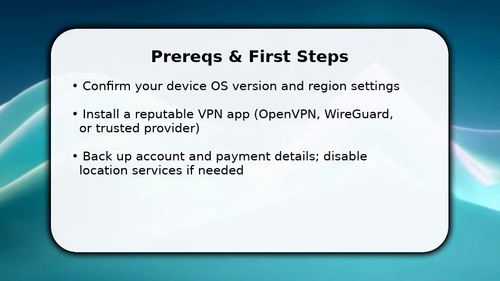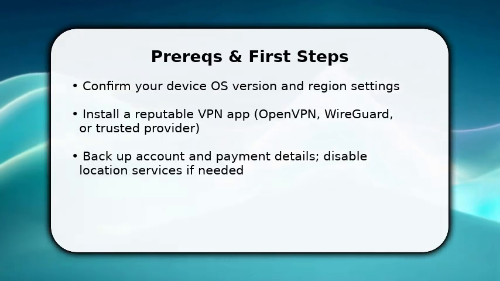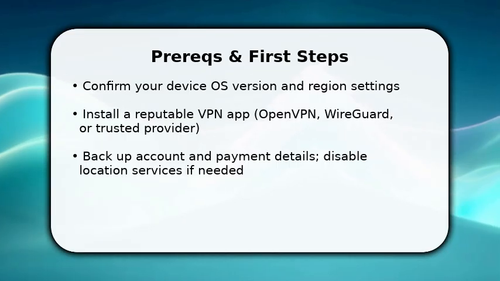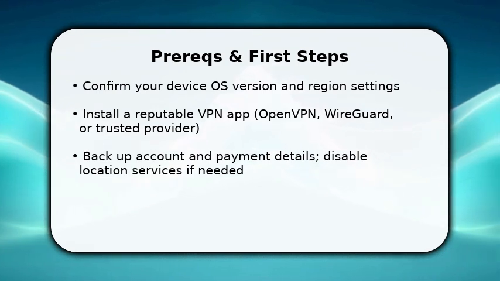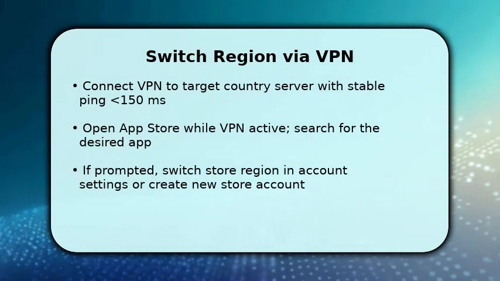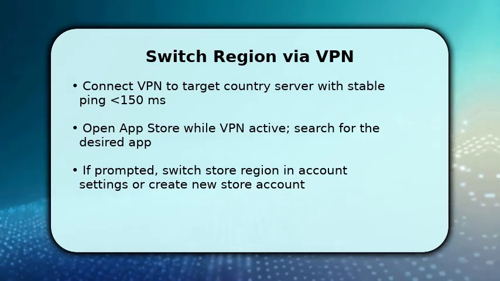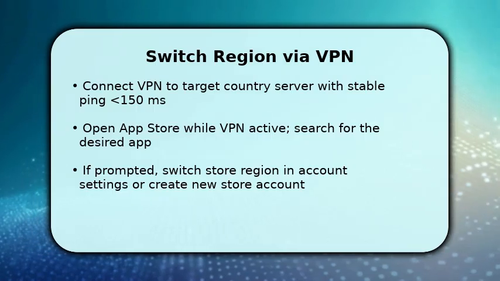Make sure your Apple/Google account has no active subscriptions tied to the old region before proceeding to avoid billing issues. With the VPN connected to your chosen country, open the App Store immediately so requests route through the VPN. If the store still shows your old catalog, sign out of your account, then sign back in while the VPN remains active. This forces a region refresh.